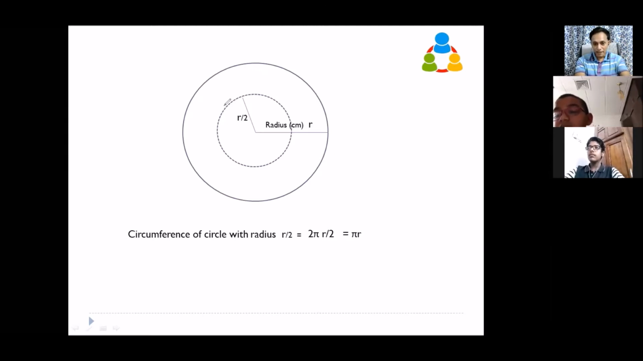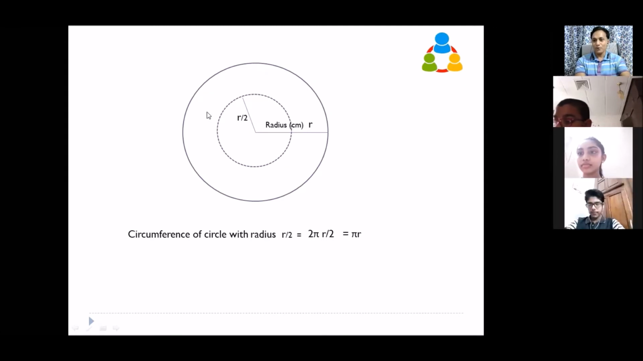Yes, sir. The area covered by this line is its circumference into thickness. Assume thickness is 1 centimeter. So it is pi r into 1 centimeter, or pi r. Do you all agree? Yes, sir. Okay. Now, if this is 1 centimeter, how many such circles are there from here to here?